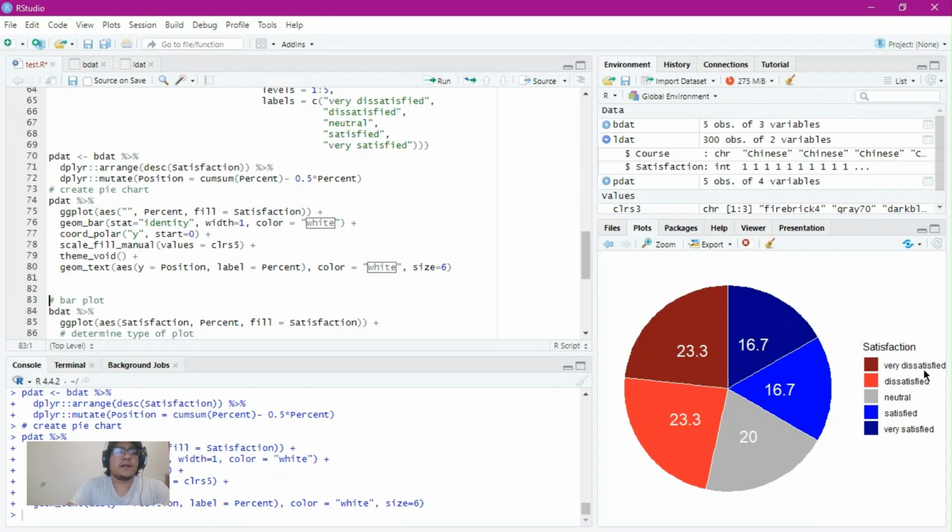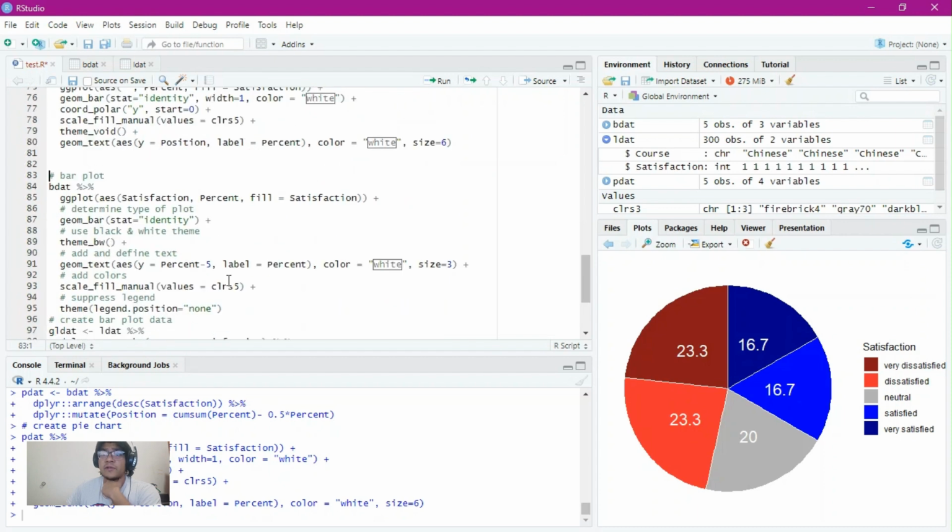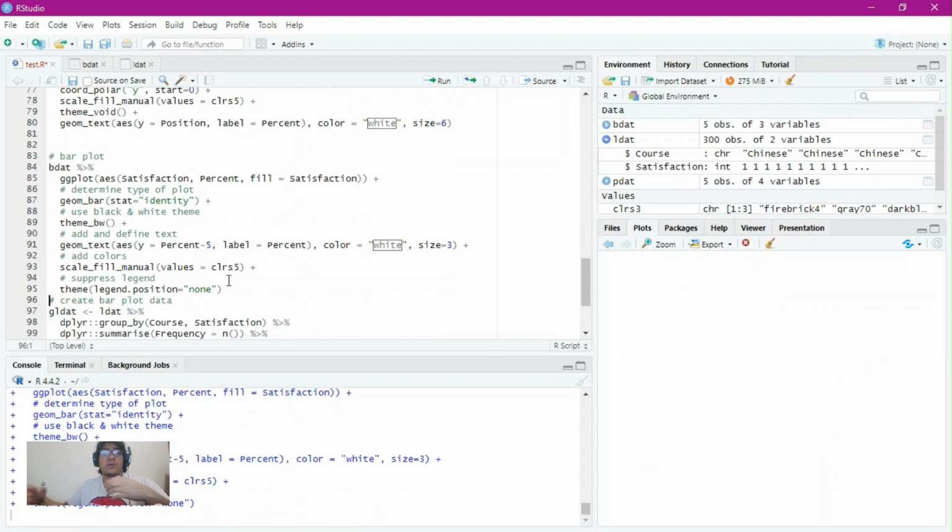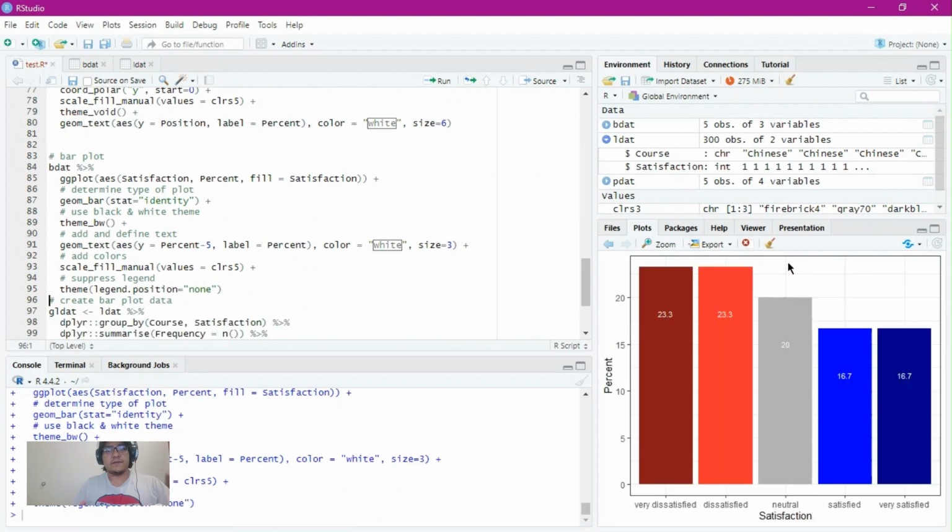Create pie charts like this. We have satisfaction: very dissatisfied, neutral, satisfied, and very satisfied, and the tag. Of course, we can graph this table in a bar plot like this.